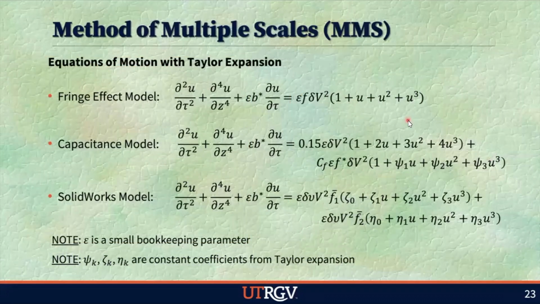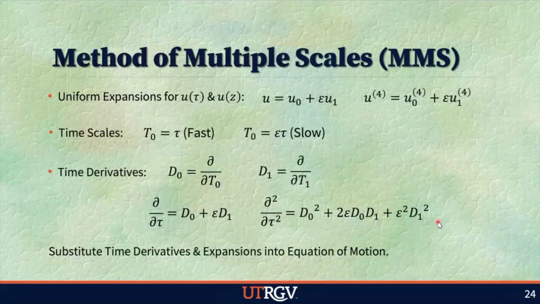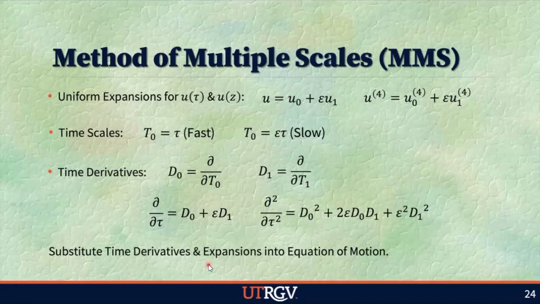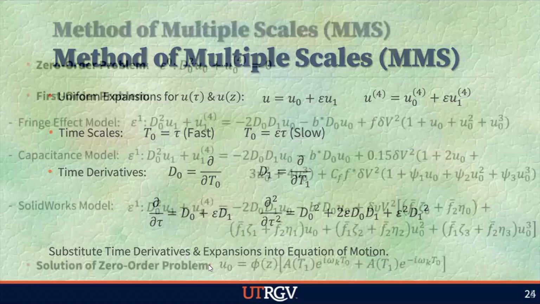For MMS, the force terms in each model are expanded in Taylor series up to the third degree, as shown here. This slide shows the uniform expansions, timescales, and time derivatives used for MMS. We have a fast timescale tau, which is dimensionless time, and we have a slow timescale epsilon tau. The time derivatives and expansions are substituted into each equation of motion.